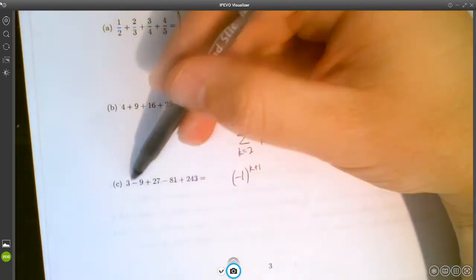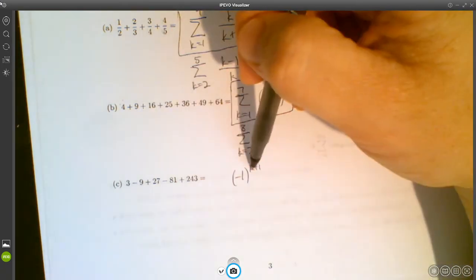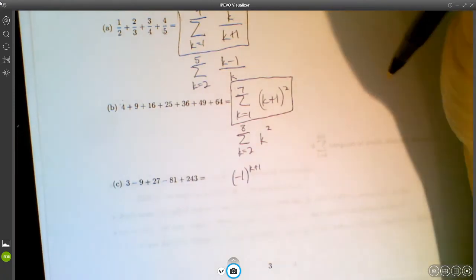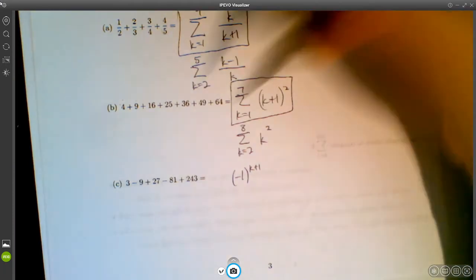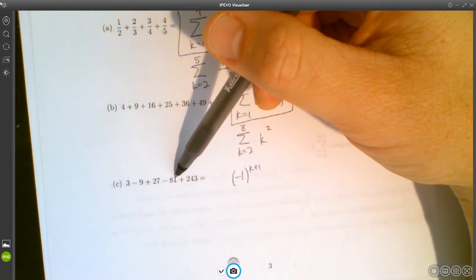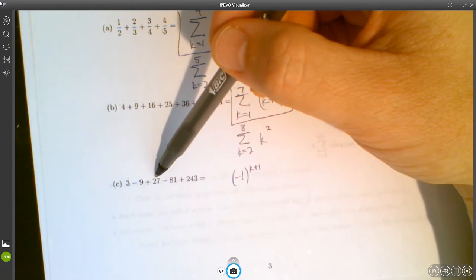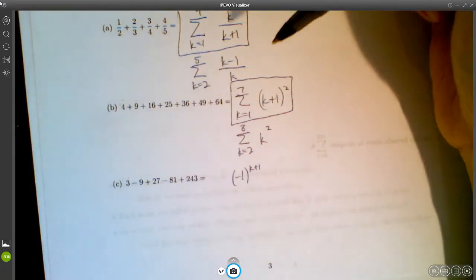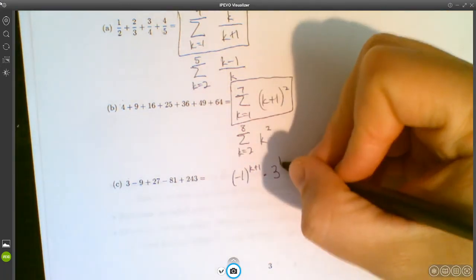That way, when k equals 1, I'm going to get a negative 1 squared, which is going to give me a positive. When k is 2, I'm going to get a negative 1 cubed, which is going to give me a negative, and so forth, right? So this part of it will take care of the fact that the signs are alternating. But then the numbers themselves, they go from 3 to 9 to 27 to 81 to 243. Notice that 3 times 3 is 9, 9 times 3 is 27, 27 times 3 is 81, and 81 times 3 is 243. So I think what's happening is that I'm multiplying this by 3 to the k power, right?